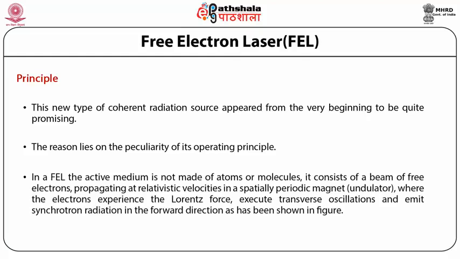In the FEL, the active medium is not made up of atoms or molecules. It consists of a beam of free electrons propagating at relativistic velocities in a spatially periodic magnet. We call it an undulator, where the electrons experience the Lorentz force, execute transverse oscillations, and emit synchrotron radiation in the forward direction, as can be seen in the figure.